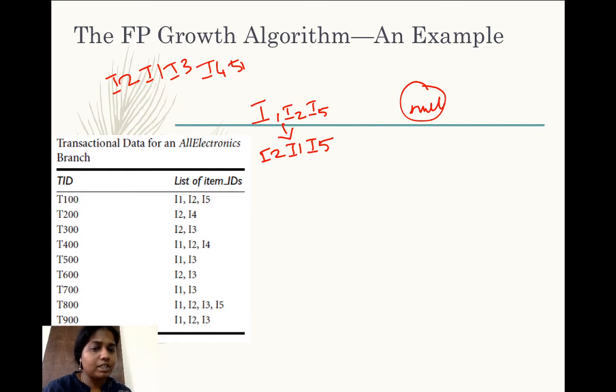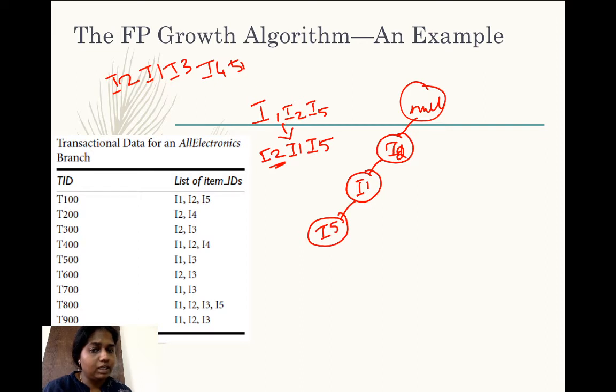Now I have the tree structure already. To the null node, I am going to add one link to this node called I2, because that's the first element in my order. I'm going to add I2 first. To that, I will add another node called I1. To this, I add another node called I5.